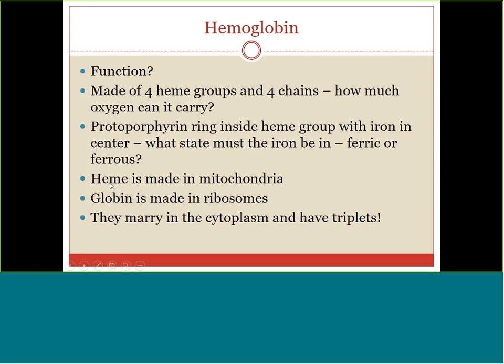Overall, the heme groups are made in the mitochondria. The globin chains are all those amino acids linked together. Those are made in the ribosomes. Afterwards, they come out, I say they get married in the cytoplasm, and they have triplets. And I say triplets because in all of us, we have 3 normal hemoglobins. We have hemoglobin A, hemoglobin A2, and hemoglobin F. So those are the triplets. Those are the 3 hemoglobins that normal, healthy people have. If you have an abnormal hemoglobin, you're going to have some sort of disease with that then.